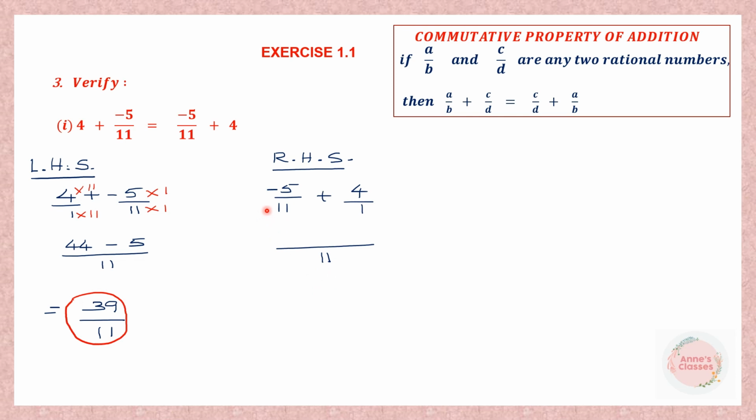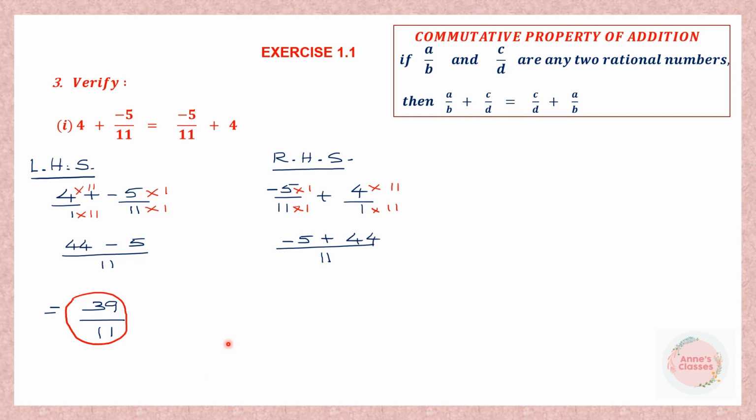So let's look at the first rational number. Minus 5 by 11. 11 into what is 11? 11 into 1. So we multiply this also by 1. Minus 5 into 1 is minus 5. Plus, go to the second rational number. Look at the denominator. 1 into what is 11? 1 into 11. So multiply this also by 11. 4 into 11 is 44.